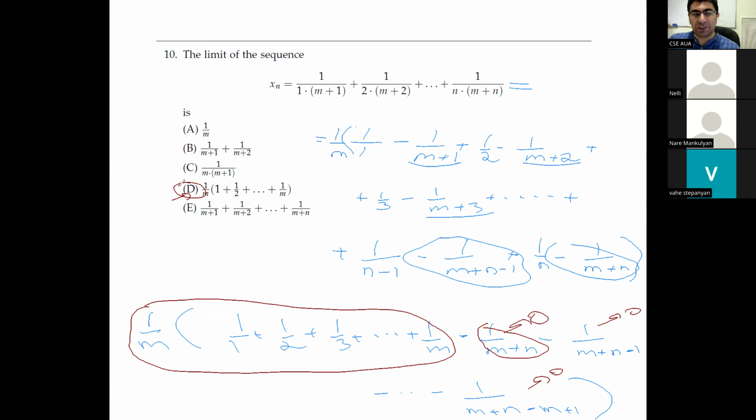And help me, how can we estimate xn from below? Taking the last term because it's the smallest. Right, doing the same step as above, but now estimating with the last term, which is the smallest term. What is the limit of this expression?